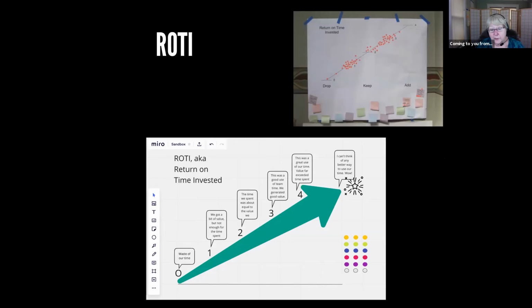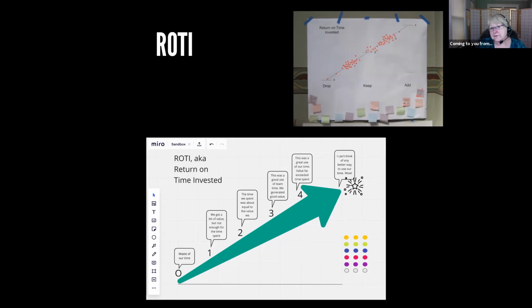The ROTI scale is in the Agile Retrospectives book. It's been a workhorse for everybody. Was it a big waste of time? Did we feel like we got a good amount of value out of this session for the amount of time we put into it? Or did we get a lot more value than if we had spent our time doing something else?